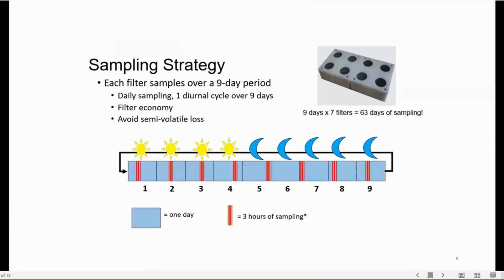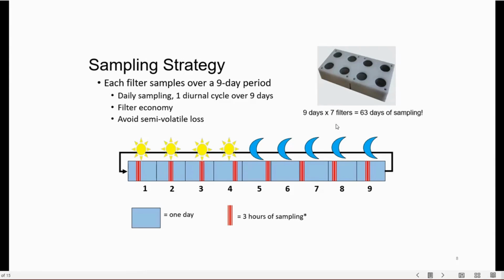So this is the SPARTAN sampling strategy. In each one of these filter slots, they are collecting particulates over a 9-day period, 3 hours each day. Each day, they advance the time during which they're collecting. The reason they're doing this is that they want to progress from daytime through nighttime. They want to layer the particles to avoid semi-volatile loss. So when they do this, they wind up with 63 days worth of sampling.